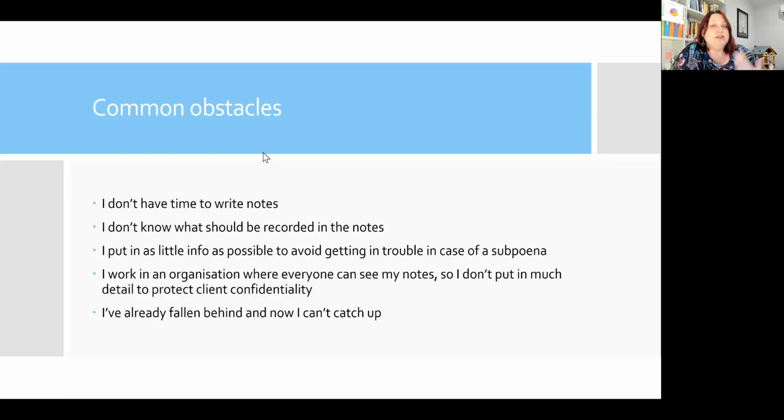But, I don't have time to write the notes would probably be the biggest one. But my thing is always, if you don't have time to do something, if you say I'm not prioritizing this task, how does that feel? What is that doing? Is that more to the point than I don't have time? If you don't have the time, why are you not making the time to do this? And it's usually because of one of the other issues. I don't know what to record in the notes.